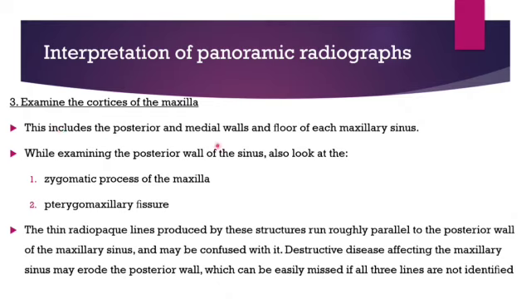Next, to examine the cortex of the maxilla. This includes the posterior and medial wall and the floor of the maxillary sinus. While examining the posterior wall of the sinus, you need to look as well at the zygomatic process of the maxilla and the pterygomaxillary fissure. The thin radiopaque lines produced by these structures run roughly parallel to the posterior wall of the maxillary sinus and may be confused with it. Destructive disease affecting the maxillary sinus may erode the posterior wall, which can be easily missed if all three lines are not identified. So we should be very careful in examining these areas, that is the zygomatic process and the pterygomaxillary fissure.